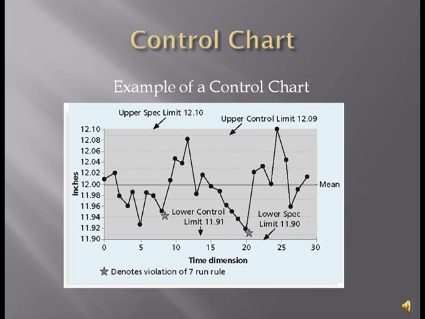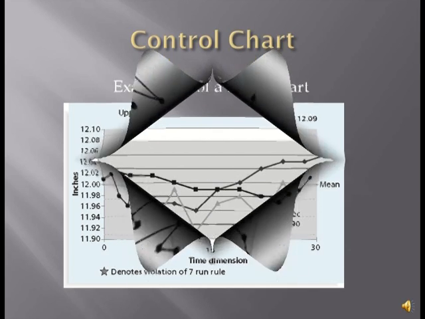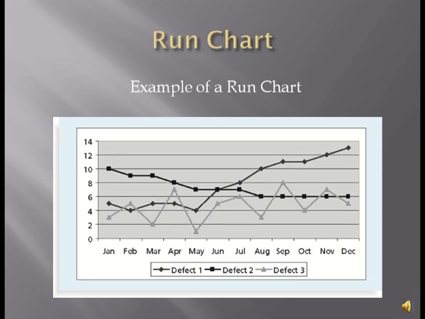Six Sigma teams can look at this chart and determine whether any products were out of spec, and on average how far from the mean the products deviated. A run chart shows the number of defects over a given period of time. If the number of defects is increasing, then there's a process problem.